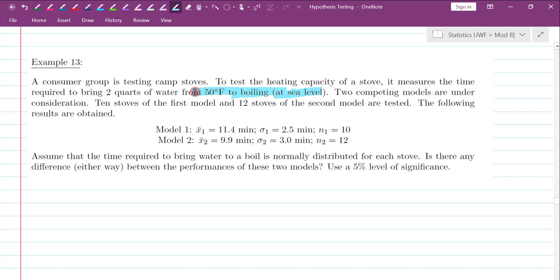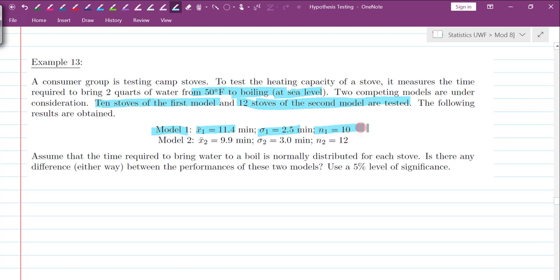So 2 competitive models of camp stoves are under consideration. We have 10 stoves of the first model and then 12 stoves of the second model. So our sample sizes are different. We have 10 stoves of one model, 12 stoves of a different model. And it says the following results were the same, and they give us summary statistics. Model 1, X bar is 11.4 minutes with our population standard deviation 2.5, and we sampled 10.